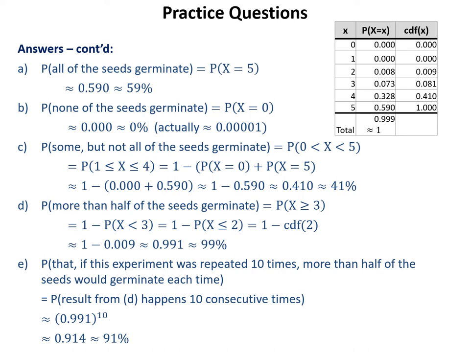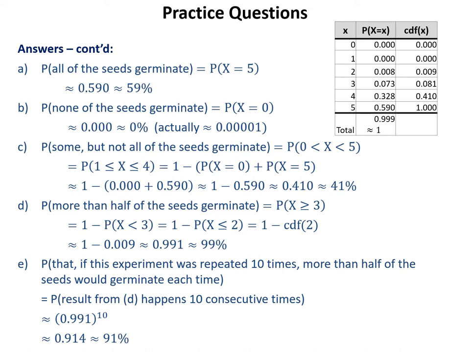For part C, we're asked to find the probability that some but not all of the seeds germinate, which is essentially the probability that we don't get 0 and we don't get 5. In other words, the probability that X is greater than 0 and less than 5, which is equal to the probability that X is greater or equal to 1 and less than or equal to 4. The fastest way to do that from the table, we can just take 1 minus the probabilities for the excluded 0 and 5 values, which gives us 1 minus the sum of 0.000 and 0.590, which works out to 1 minus 0.590, which rounds to 0.410, or to the nearest percent, 41%.